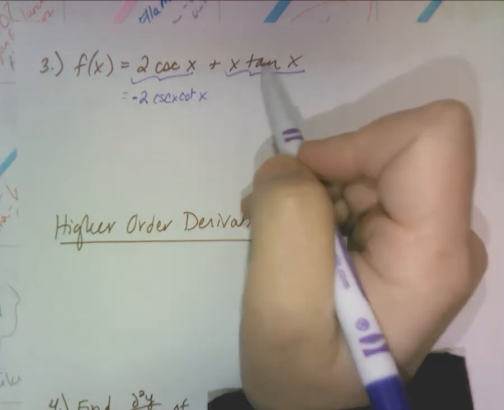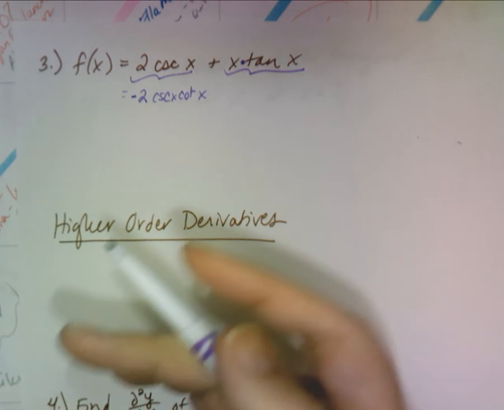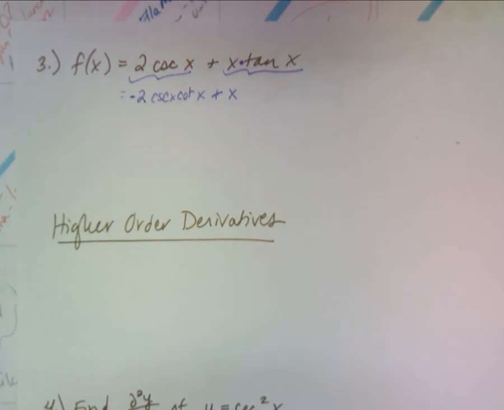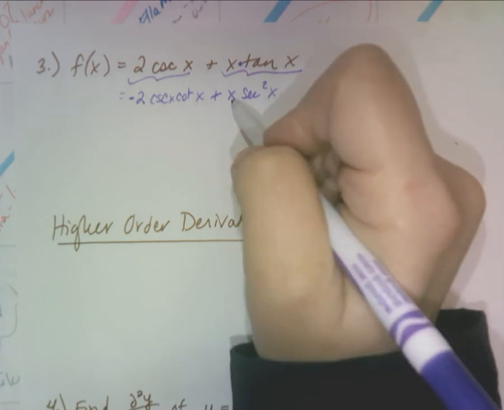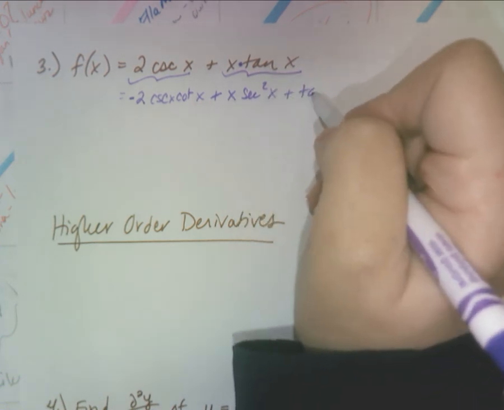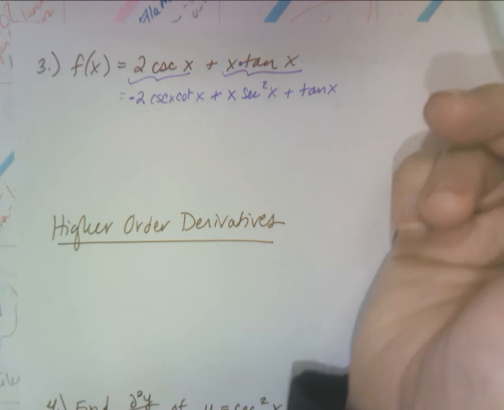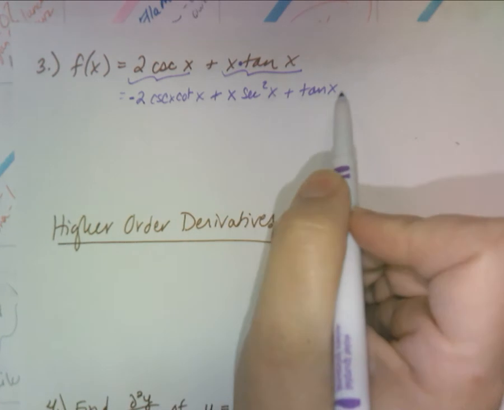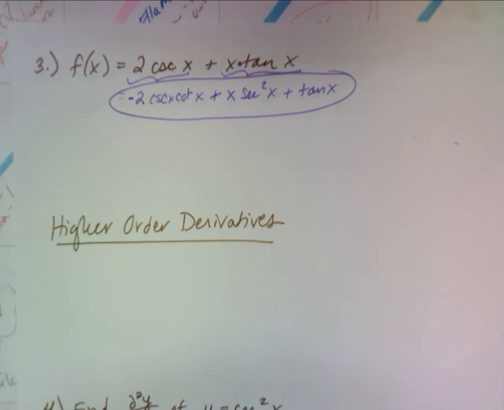Then this right here is again a product. So I'm going to have to do the whole first times derivative of the second. So first times the derivative of tan, looking at your chart, is secant squared x. First times derivative of second plus second, which is just tan, times the derivative of x. That's just 1. So let's see if we've got anything to clean up. I think this is it. Yeah, that's done. Okay, so not too hard. It's just look at your derivative list.